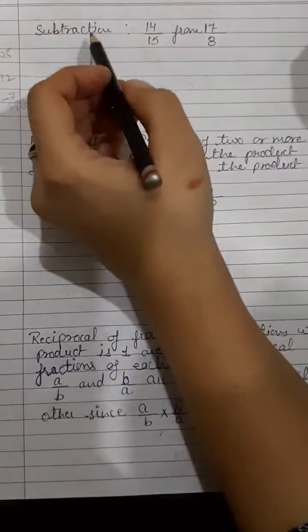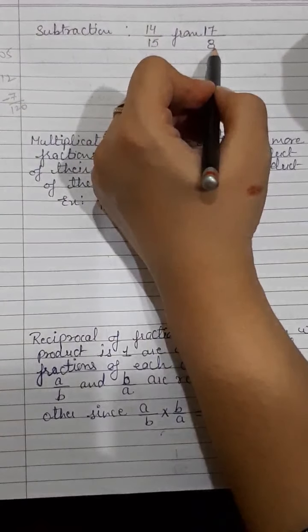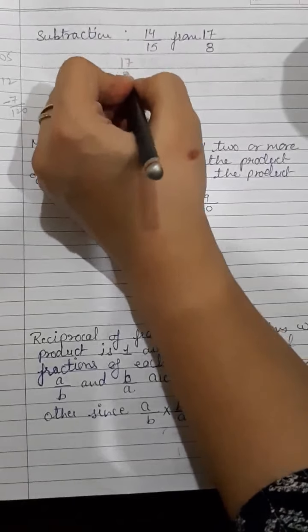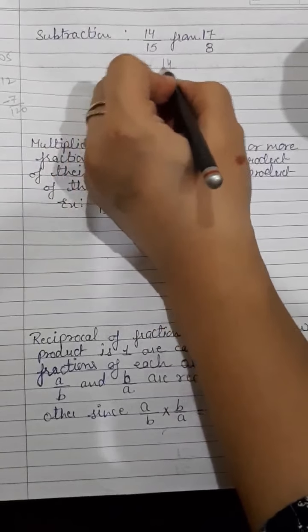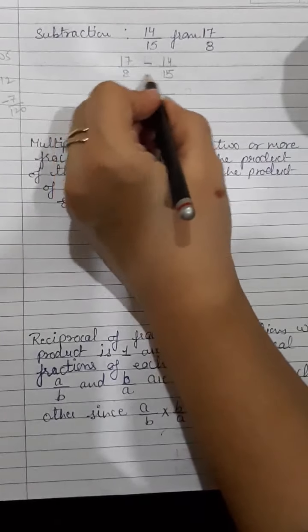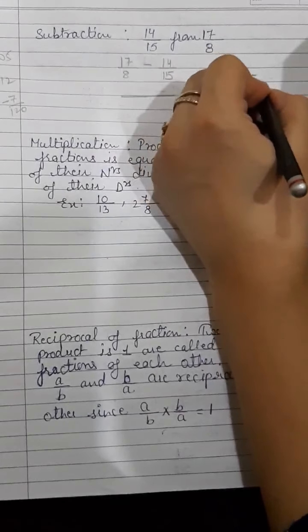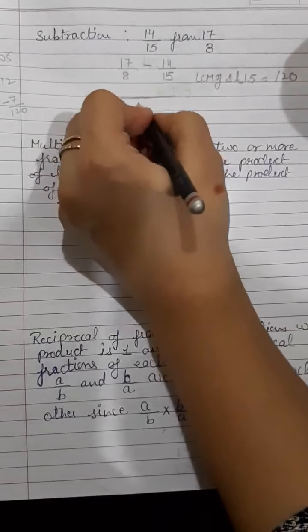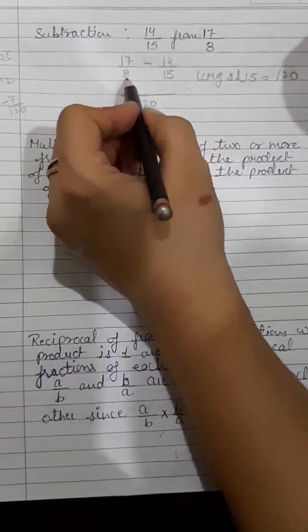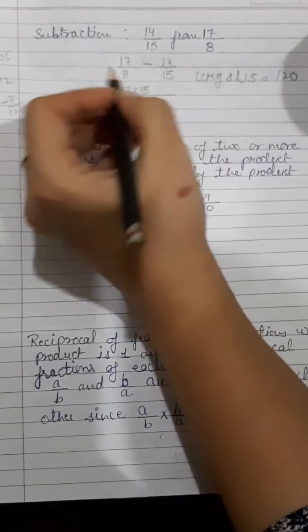Clear? Now if you have to subtract 14 by 15 from 17 by 8, in that case, the number you are subtracting from you have to write first. Clear? And then subtract 14 by 15. So here first you have to take the LCM. The LCM of 8 and 15 will be 120. So now you have to make the denominator 120. Which number do you have to multiply? 15. So that 15 you have to multiply with 17 also.